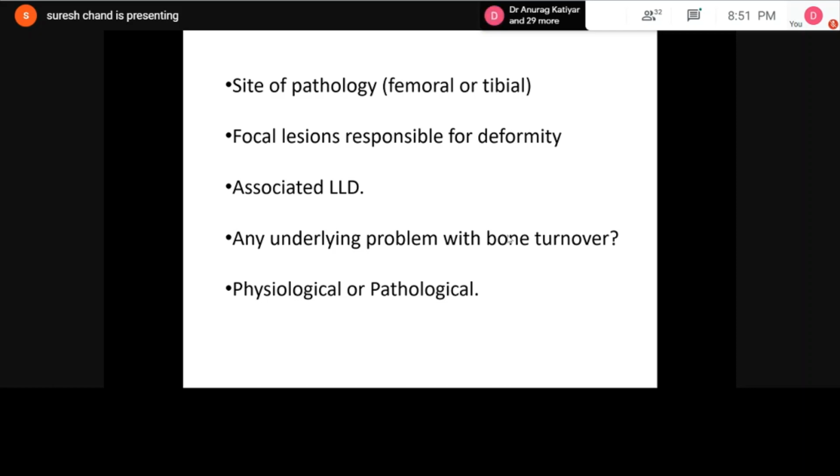That's how we have to plan the treatment. Are there any focal lesions responsible for deformities like osteochondroma or enchondromas? Is it associated with limb length discrepancy? Tubular hemimelias or any form of hemimelias will have to be dealt with on a different aspect. Is there any underlying problem with bone turnover? Is it obviously a physiological or pathological form of genu valgum or varum?